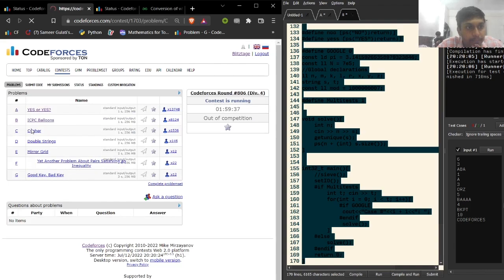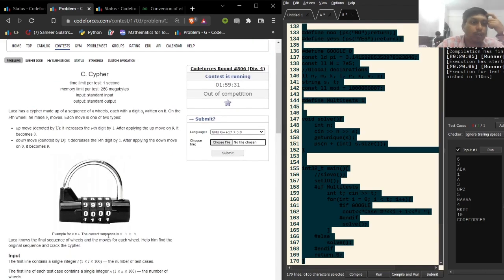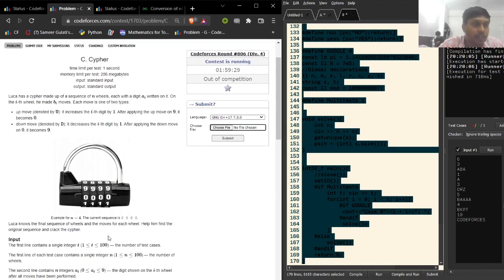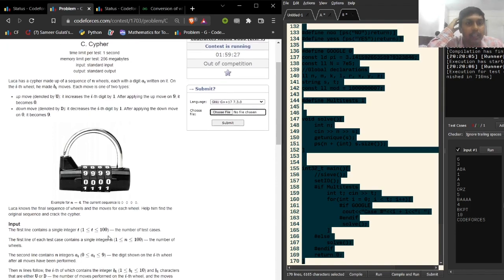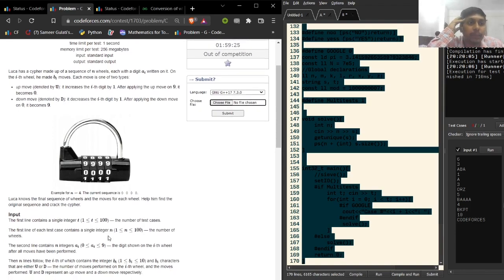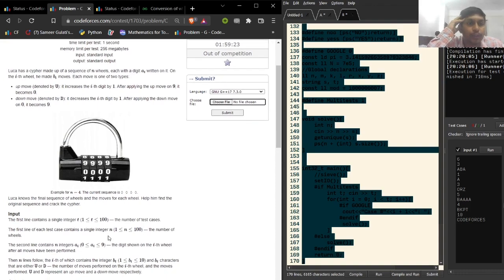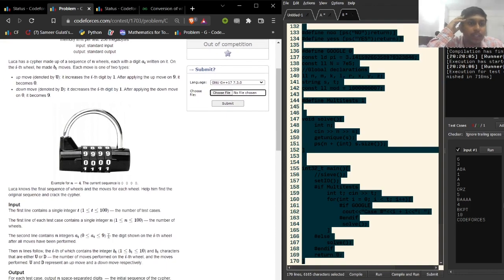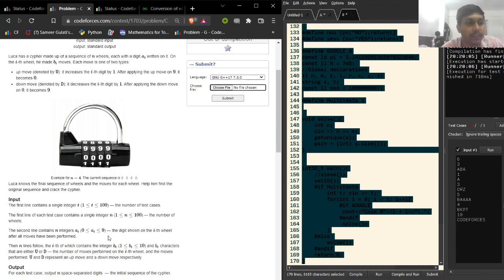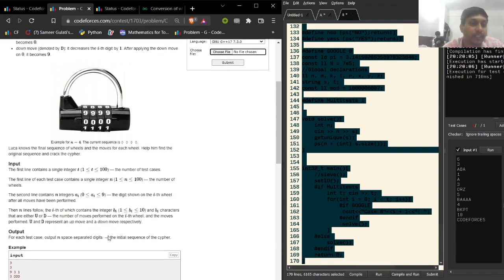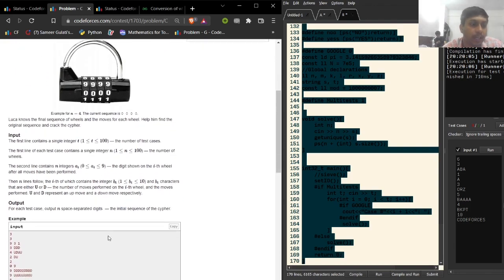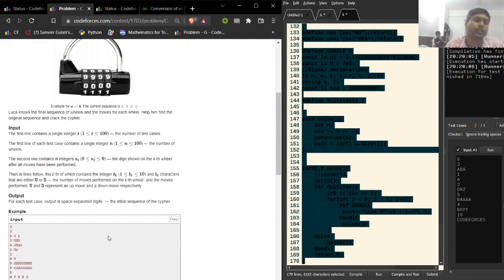Problem C. Luca has a cipher made up of a sequence of n wheels, each with a digit a_i written on it. On the ith wheel, he made b_i moves. Each move is of two types: an up move increases the digit by 1, a down move decreases the digit by 1. Luca knows the final sequence and the moves for each wheel. Help him find the original sequence and crack the cipher.